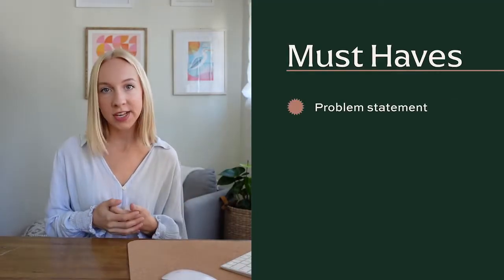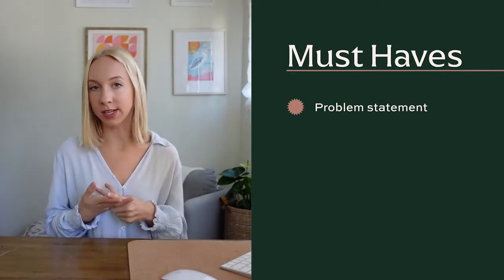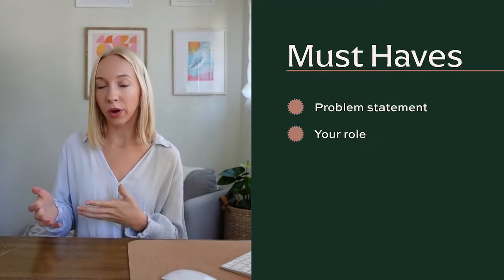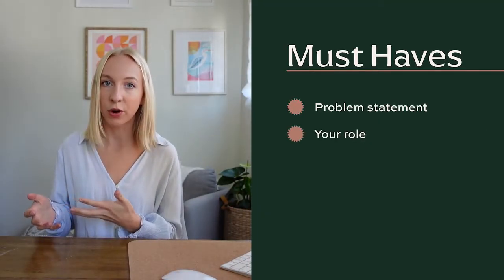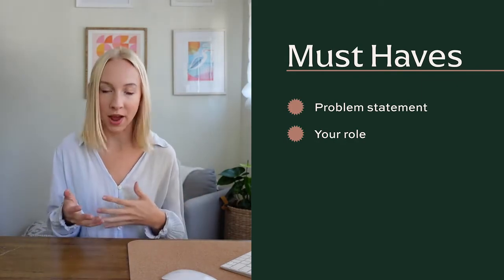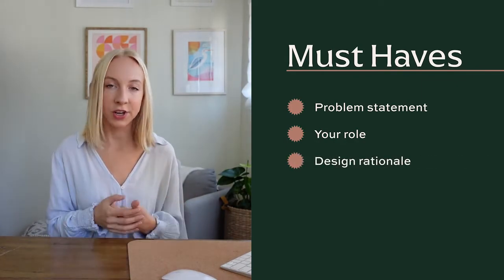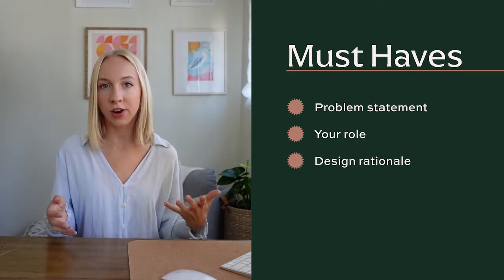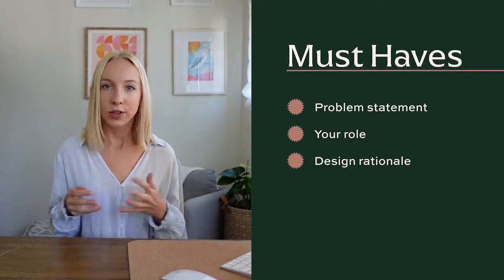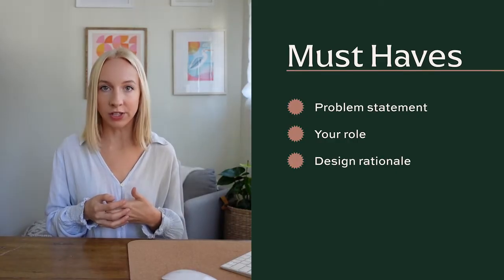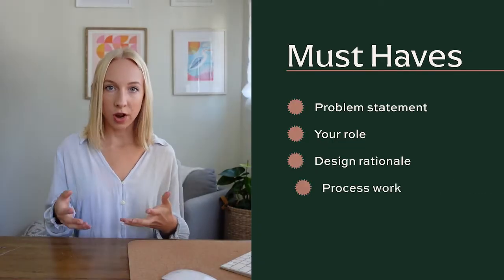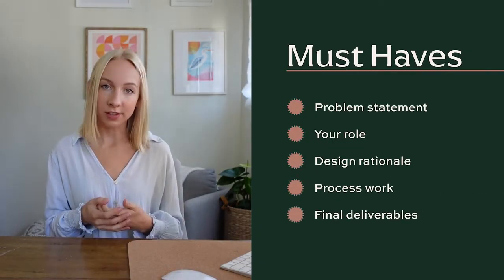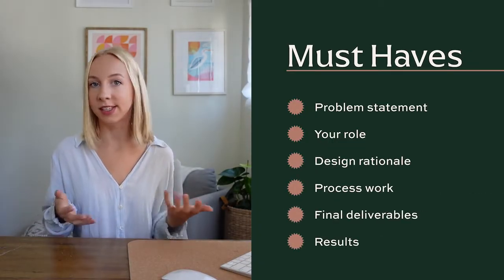My must-haves are a problem or opportunity statement. What are the goals? What would success look like? Your role and who you worked with, not the specific people, of course, but their roles and how the team kind of came together. Why you made certain decisions. What drove your design direction and prioritization. Usually that's in the form of some kind of research, formal or informal. Some process work, visuals of your final deliverables, and results or success metrics.